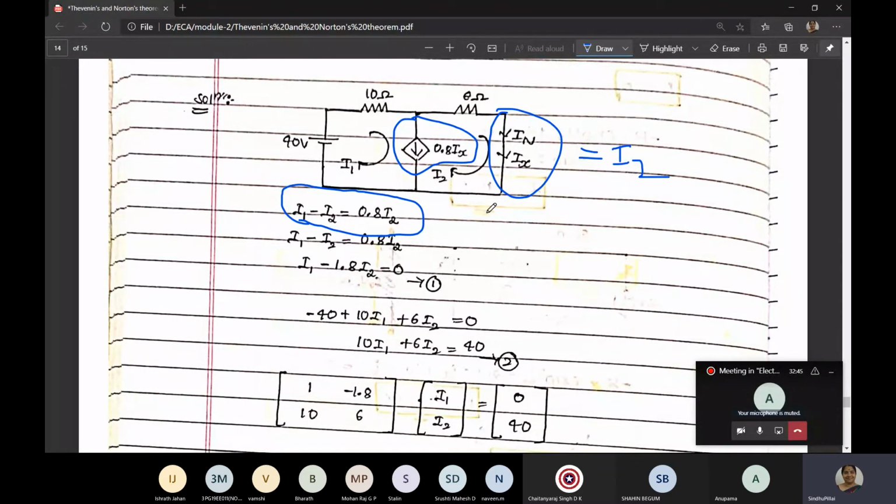Next we have to write the super mesh equation. What you will write? You have to take both the meshes together. Okay, how to take both the meshes together?